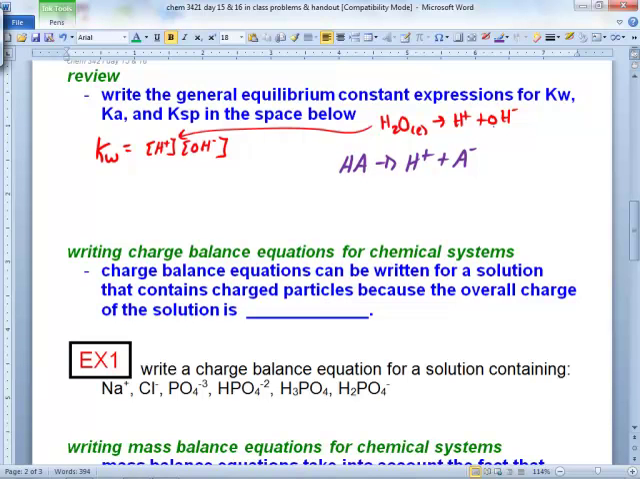All right. So then we can write our Ka, and that's going to be the concentration of H plus, concentration of A minus. Yeah, because it's not a solid or a liquid, right?